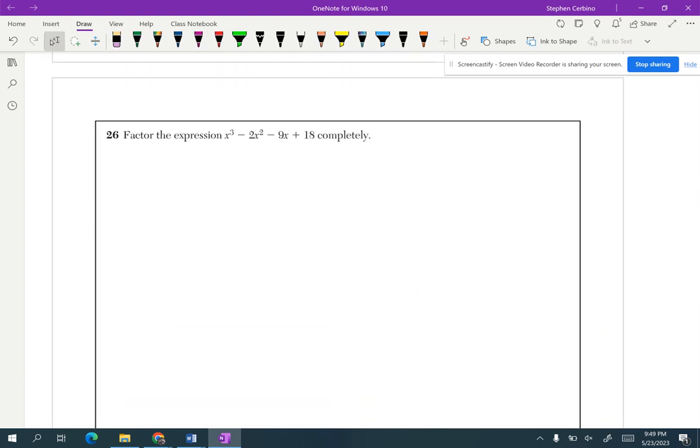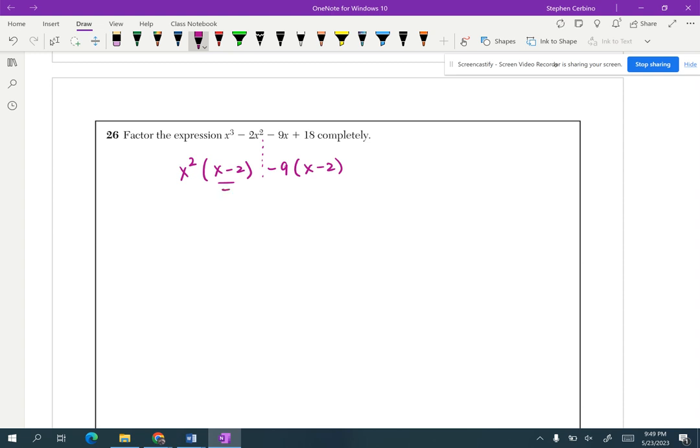The next one says to factor the expression completely. To factor this, it has 1, 2, 3, 4 terms. This is going to be grouping. We're going to do x squared as our first GCF, leaving us with x minus 2. We're going to take out a negative 9 to give us x minus 2. If I take out a positive 9, our two parenthesis terms won't be like terms, which we don't want.